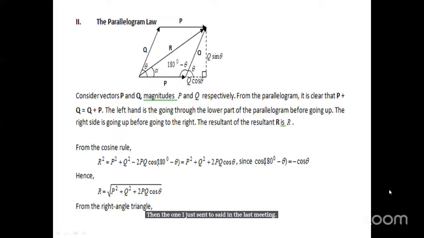So we shall consider the magnitudes of capital P and capital Q vectors as P and Q. From the parallelogram, of course, it is clear that P plus Q equals Q plus P, coming from what we learned in the last class. If you go through the left, that will be Q plus P. If you go through the right, that will be P plus Q.